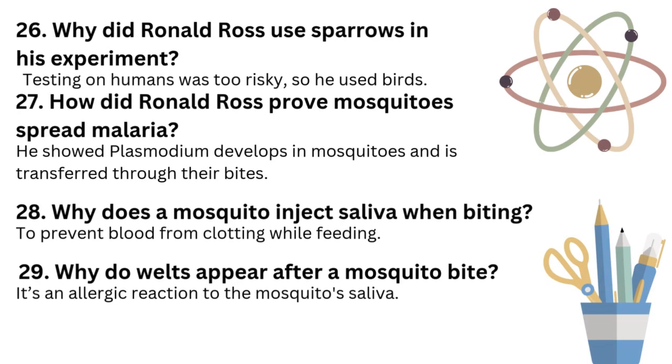Why did Ronald Ross use sparrows in his experiment? Testing on humans was too risky, so he used birds. How did Ronald Ross prove mosquitoes spread malaria? He showed Plasmodium develops in mosquitoes and is transferred through their bites. Why does a mosquito inject saliva when biting? To prevent blood from clotting while feeding. Why do welts appear after a mosquito bite? It's an allergic reaction to the mosquito's saliva.